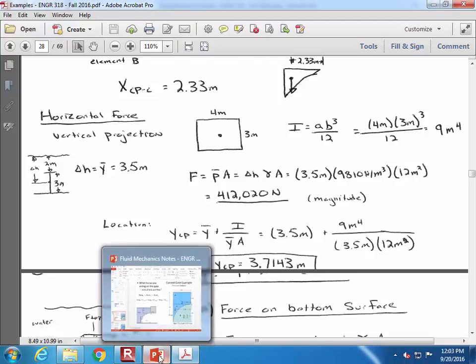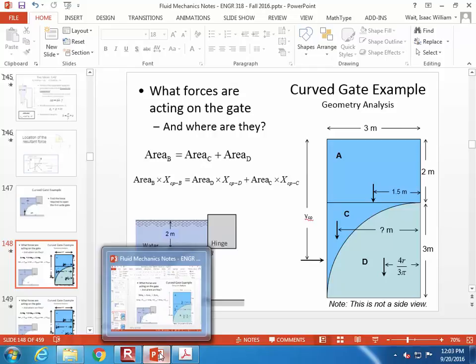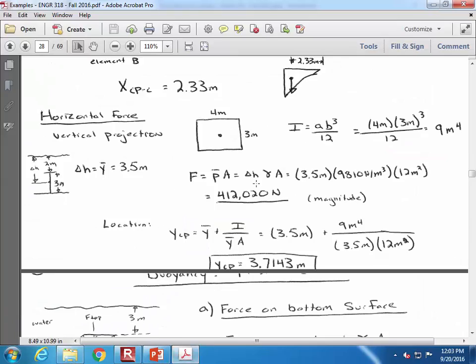Let's go back to the drawing here. So the middle of this vertically is 1.5, and then from the edge to the water surface is another 2 meters. So that's why it's 3.5 for the delta H. Okay, the vertical projection, horizontal force.